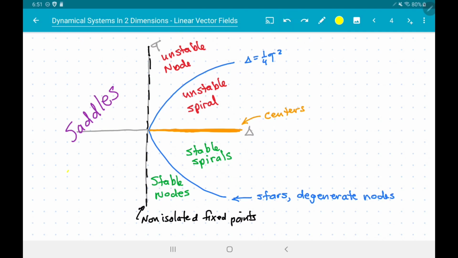Finally, there are these odd cases of stars and degenerate nodes. Those happen when the discriminant is exactly 0. That's when the two eigenvalues are real and equal. And again, distinguishing stars from degenerate nodes requires knowing something about the eigenvectors, and so there's nothing on just this diagram that can tell you how to make that distinction.